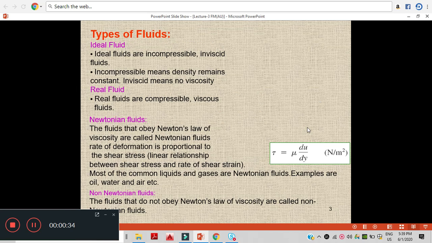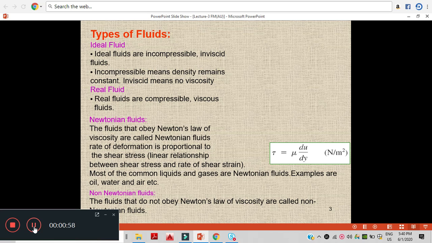So first of all, today we are going to discuss the types of fluid. There are so many, but here we are going to discuss only the ideal fluid. So what is the ideal fluid? Ideal fluids are incompressible and inviscid. So what is the meaning of incompressible and inviscid?